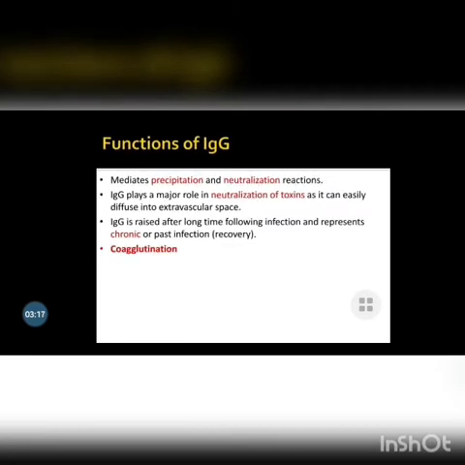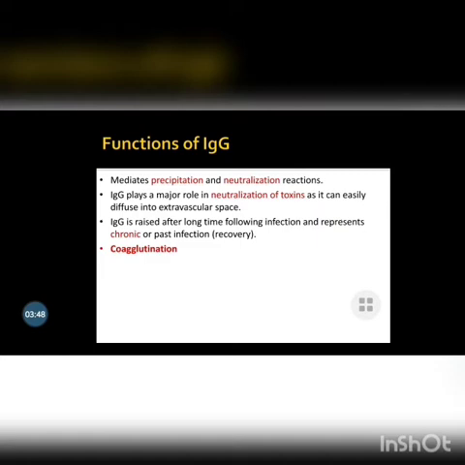Continuing with the functions of IgG, it also mediates precipitation and neutralization reactions. Immunoglobulin G plays a major role in the neutralization of toxins, as it can easily diffuse into the extracellular or extravascular spaces. And this antibody is raised a long time after infection and represents a chronic or past infection, that is, the recovery phase is denoted with IgG antibodies.